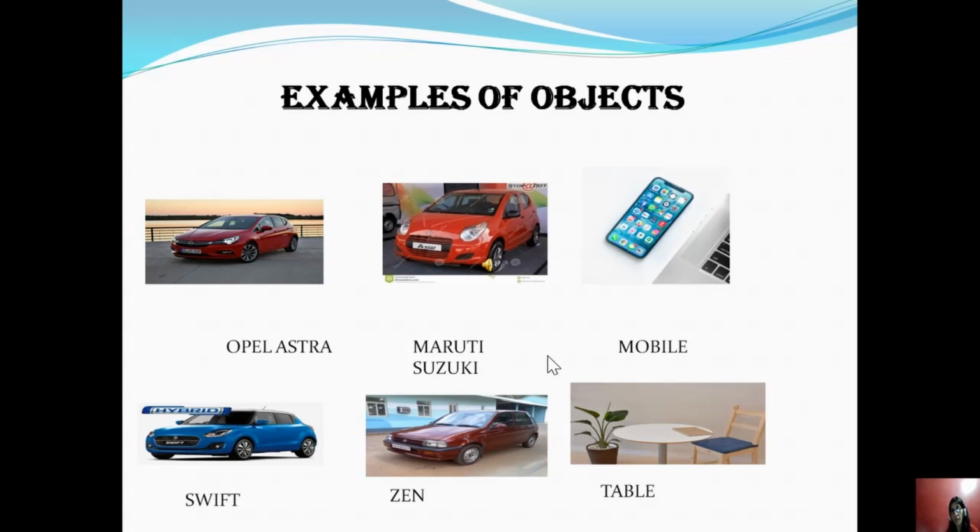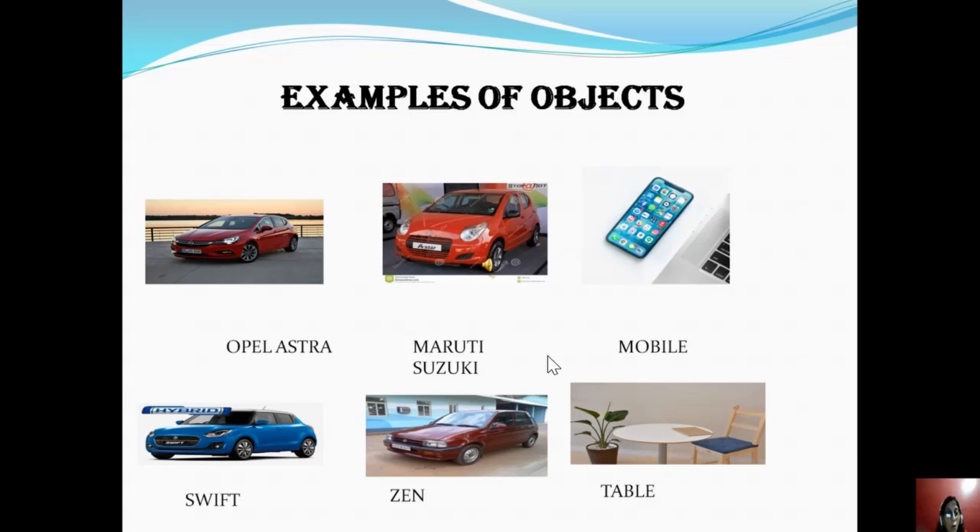So these are the examples of objects like Opel Astra, Maruti Suzuki, mobile phone, Swift, Zen, table. Now let me take for example mobile phone. This mobile phone has certain color. It has certain shape. So these are the state of an object. It has certain functions like calculation, to switch on the internet, to play the games, to phone some other persons. So these are the functions of the mobile phone. Hence, mobile, as it has a state and a behavior, it is known as an object.